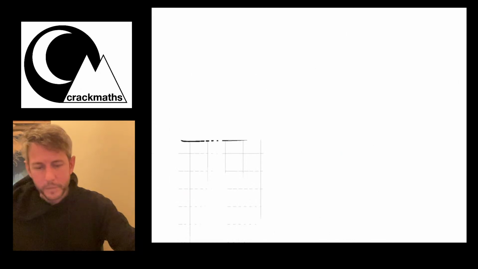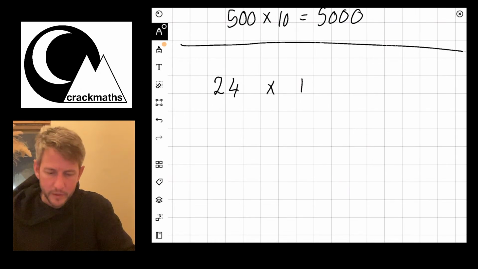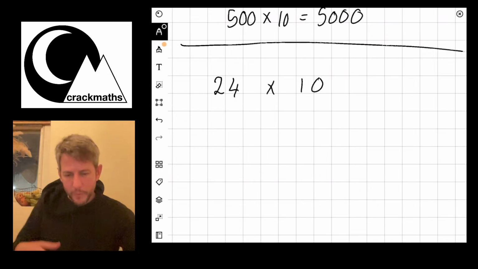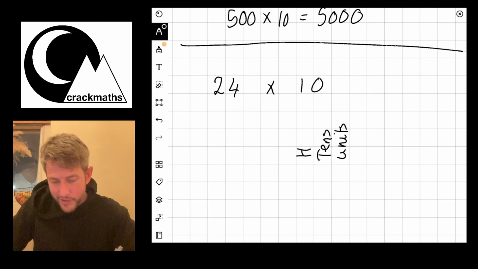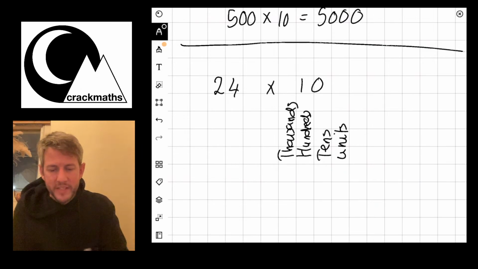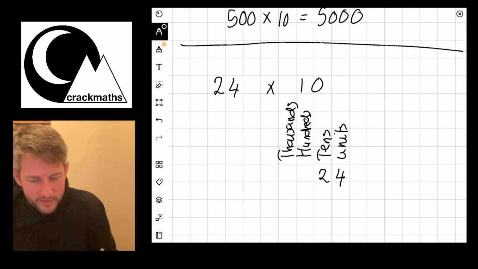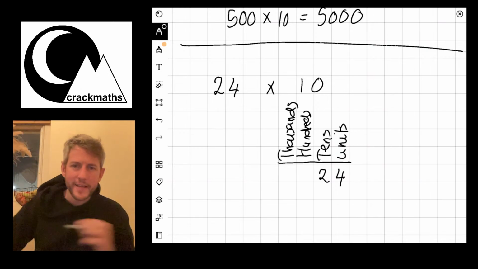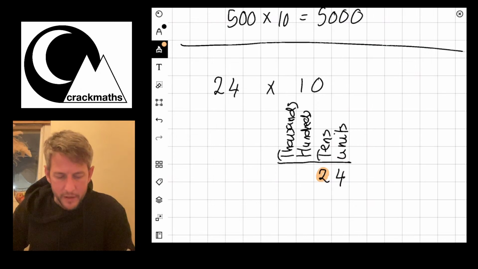So let's say I'm going to look at 24 times by 10. Okay, so I'm going to quickly draw out my tables. Okay, so we've got units, tens, hundreds, thousands. Okay, I don't think we're going to need the thousands for this, but I put it anyway. So this number is 24, so that means I've got 2 tens and 4 units. Okay, so if I've got 2 tens and 4 units and I'm multiplying it by 10, that means that both of these numbers have to shift in this direction.